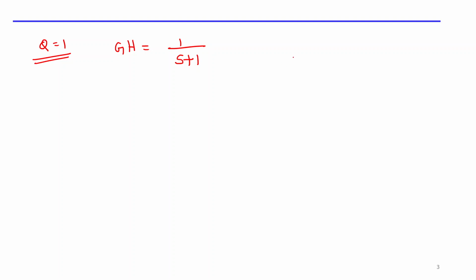Let me tell you, draw the polar plot of this system. Let me quickly tell you how to find the polar plot. How to find the polar plot of the system? Basically, first of all, G of S is in the S domain. You have to convert it into the frequency domain.